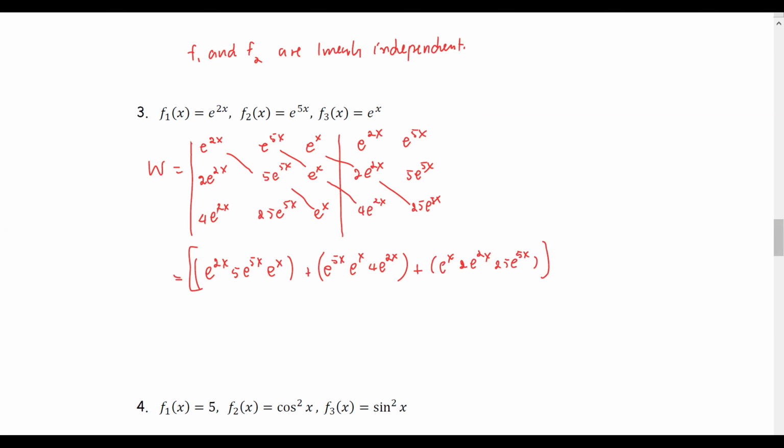And then subtracted by the group that multiplies crossway up, which is 4 e to the 2x times 5 e to the 5x times e to the x. Another set, 25 e to the 5x times e to the x times e to the 2x. And one more set, which is e to the x times 2 e to the 2x times e to the 5x. And then simplify.